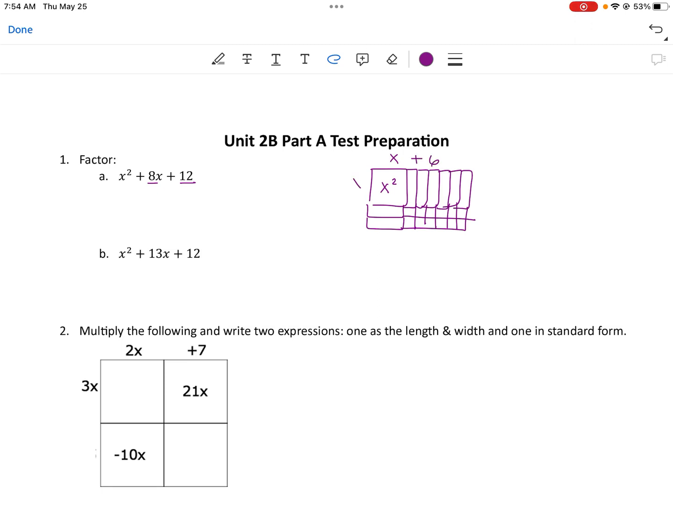This side length is x plus 6. This side length is x plus 2. So how do you factor it? This factors to x plus 2 times x plus 6.